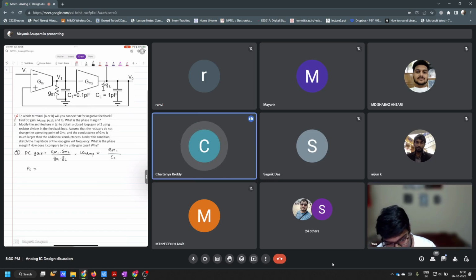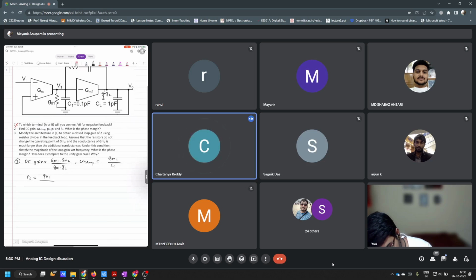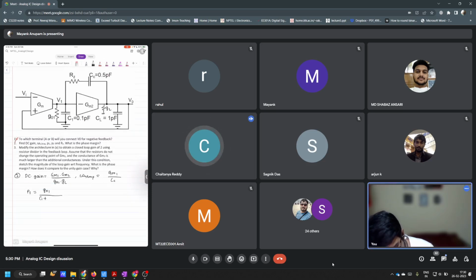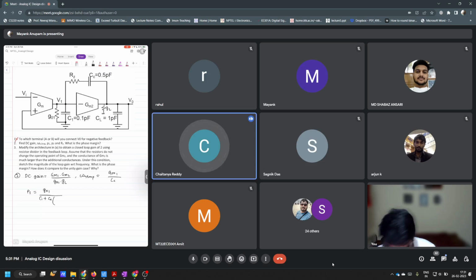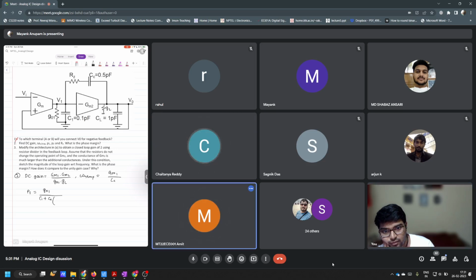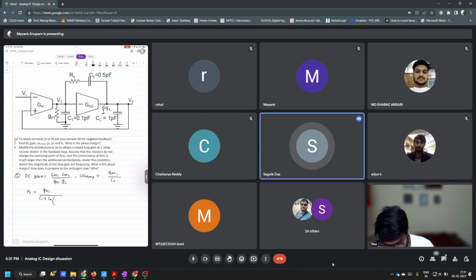What will the pole be? It will be GO1 by C1 plus CC, and this capacitance is there. This Miller resistance is going to be RC, and this will also be RZ. Give me a minute. It will be 1 plus GM2 by GO2. Yes, GM2 by GO2.